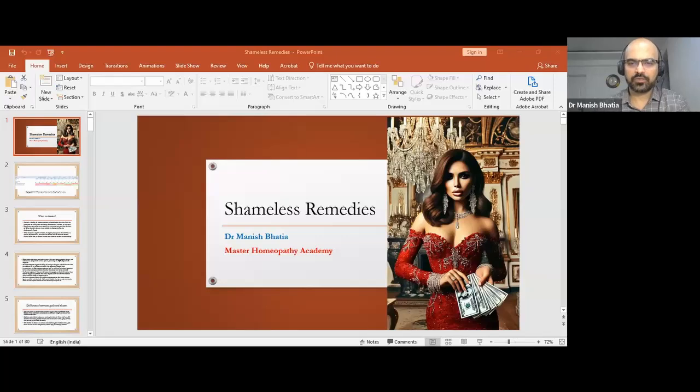Anybody else would like to share? We're just waiting for some more people to join in. Ritu has used in children tuberculinum, very nice. Sumera has used it in a case of child who refused to wear underwear, very nice.